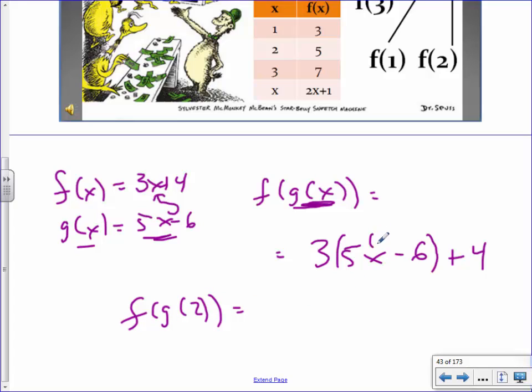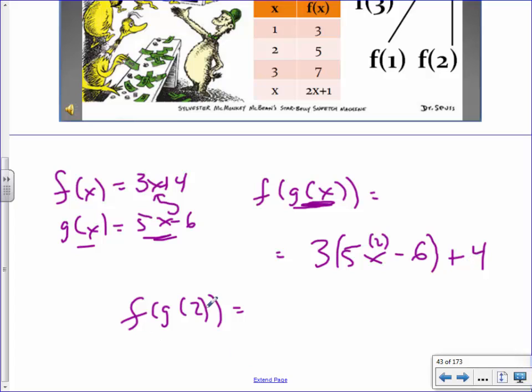You'd plug a 2 in right here. So 5 times 2 would give you 10, minus 6 would give you 4. And then instantly you'd take that 4 and plug it into the other equation, which would be 3 times 4 plus 4. So, one more time.